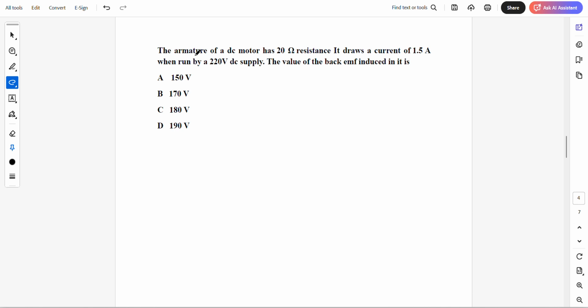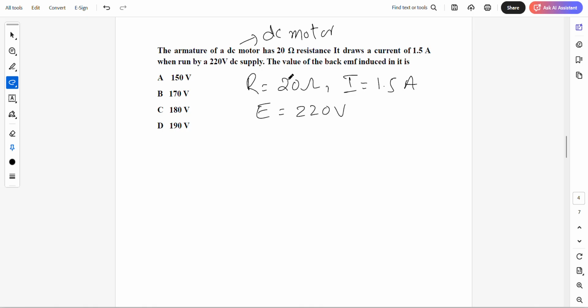What it is saying is that the armature of a DC motor has 20 ohm resistance. It draws a current. First we'll write R is equal to 20 ohm, I is equal to 1.5 amperes, when run by a 220 volt DC supply. E is equal to 220 volts supply. We need the value of the back EMF induced.